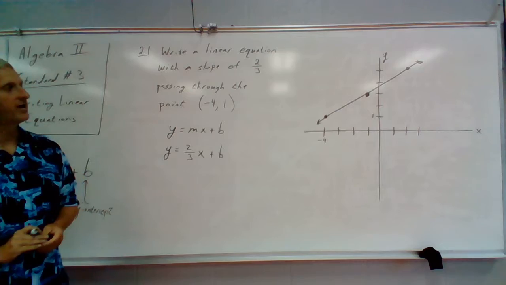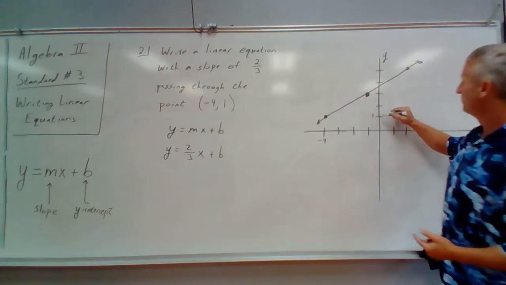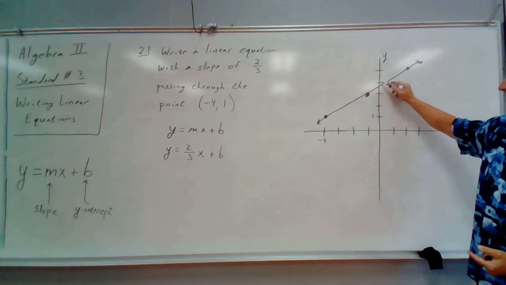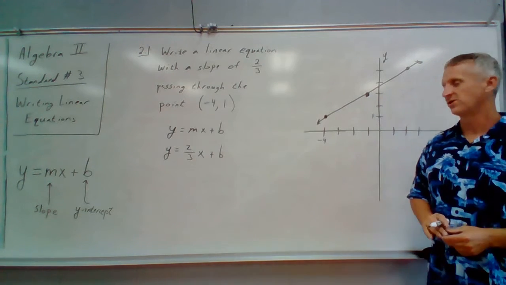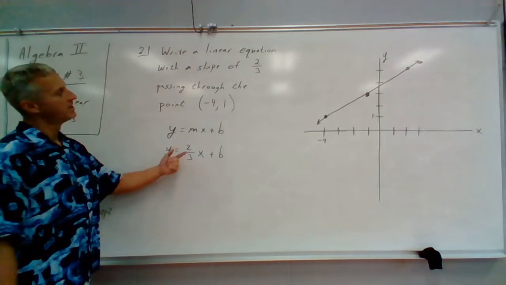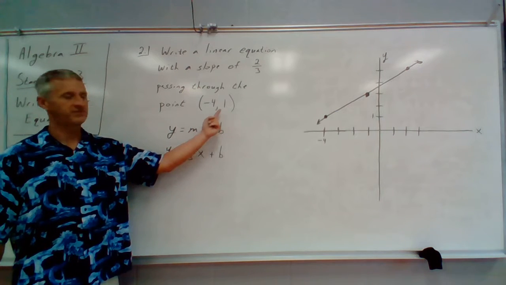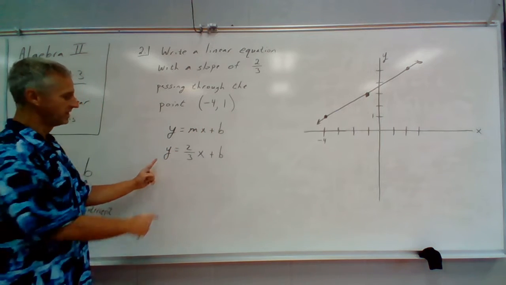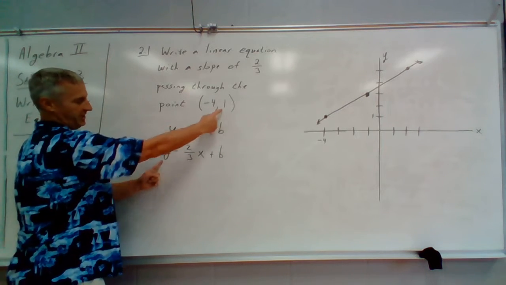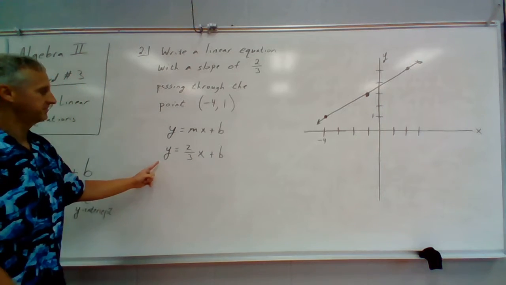Okay, how can we figure out the y-intercept? So if we look at the graph, we can see that it's probably between, let's see, 1, 2, 3. It looks like it's between 3 and 4 somewhere, but we don't know exactly where. Let's see if we can figure it out. So I do tell you another point on this line. So I give you an x value and a y value. So let's plug in -4 for our x and 1 for our y, and that should allow us to figure out what the b is.